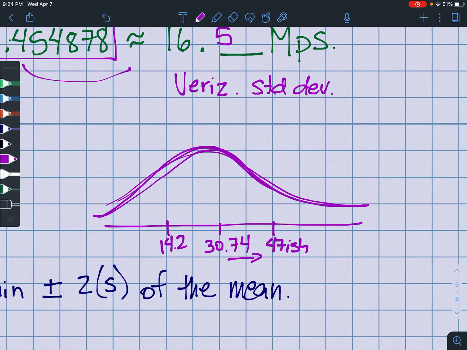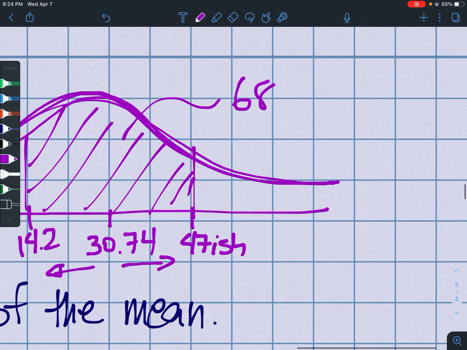All right? So if I look at my data set from here to here, in that region, I will have, and this is always true for one standard deviation to the left and right, 68% of my data.